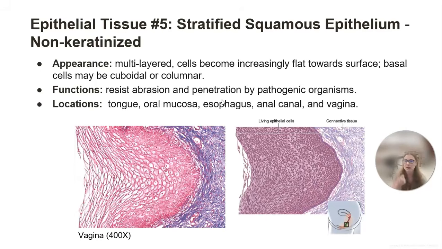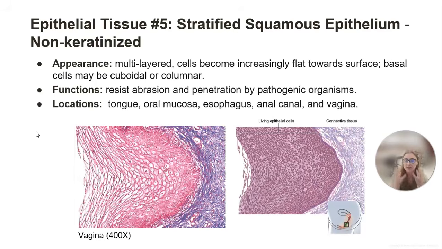Places like the tongue, the oral mucosa, which is going to be the inside of the cheeks, the esophagus, the anal canal, and the vagina. Now, what all of these areas of the body have in common is that these are going to be tissues that are in areas where the tissues are going to be constantly wet. These are areas that the tissue is not going to dry out.